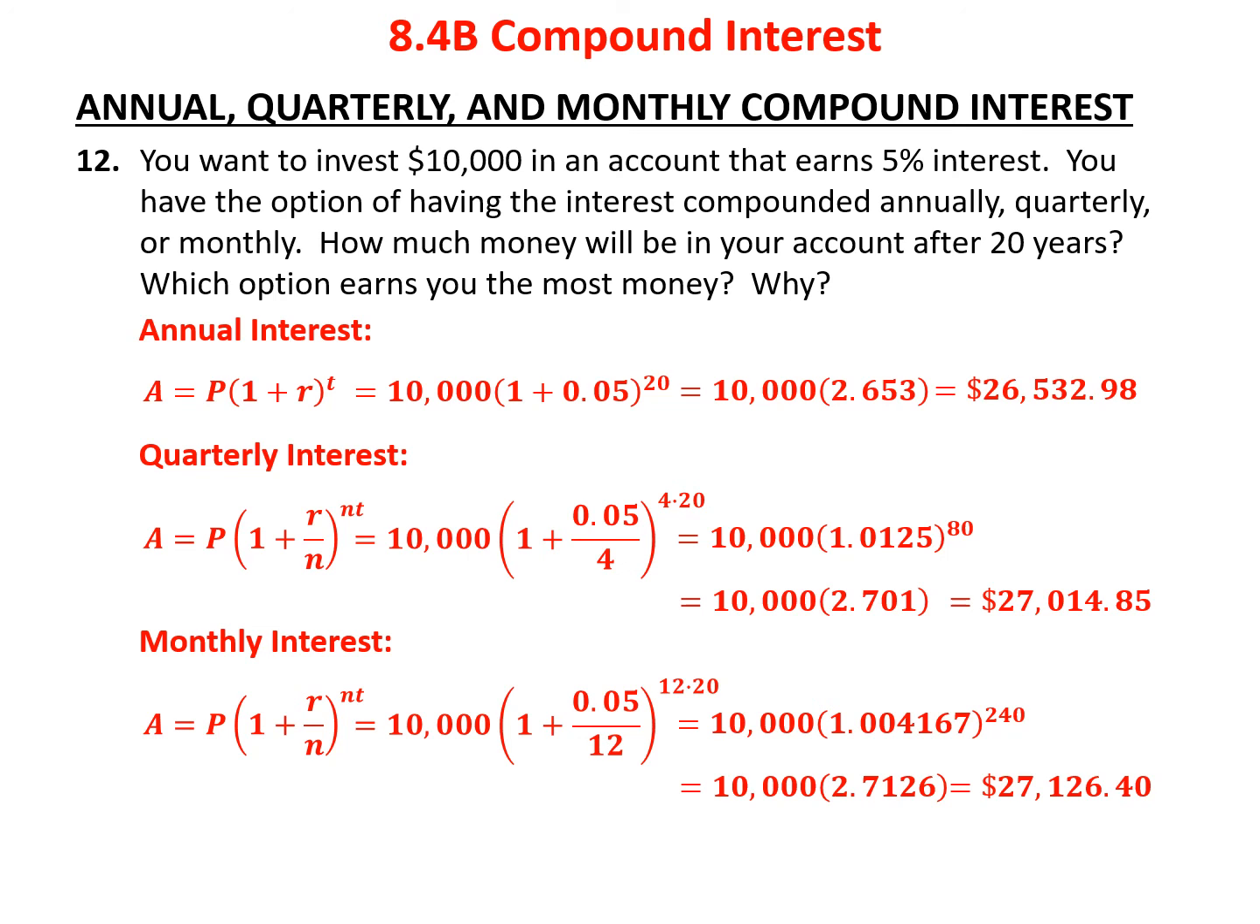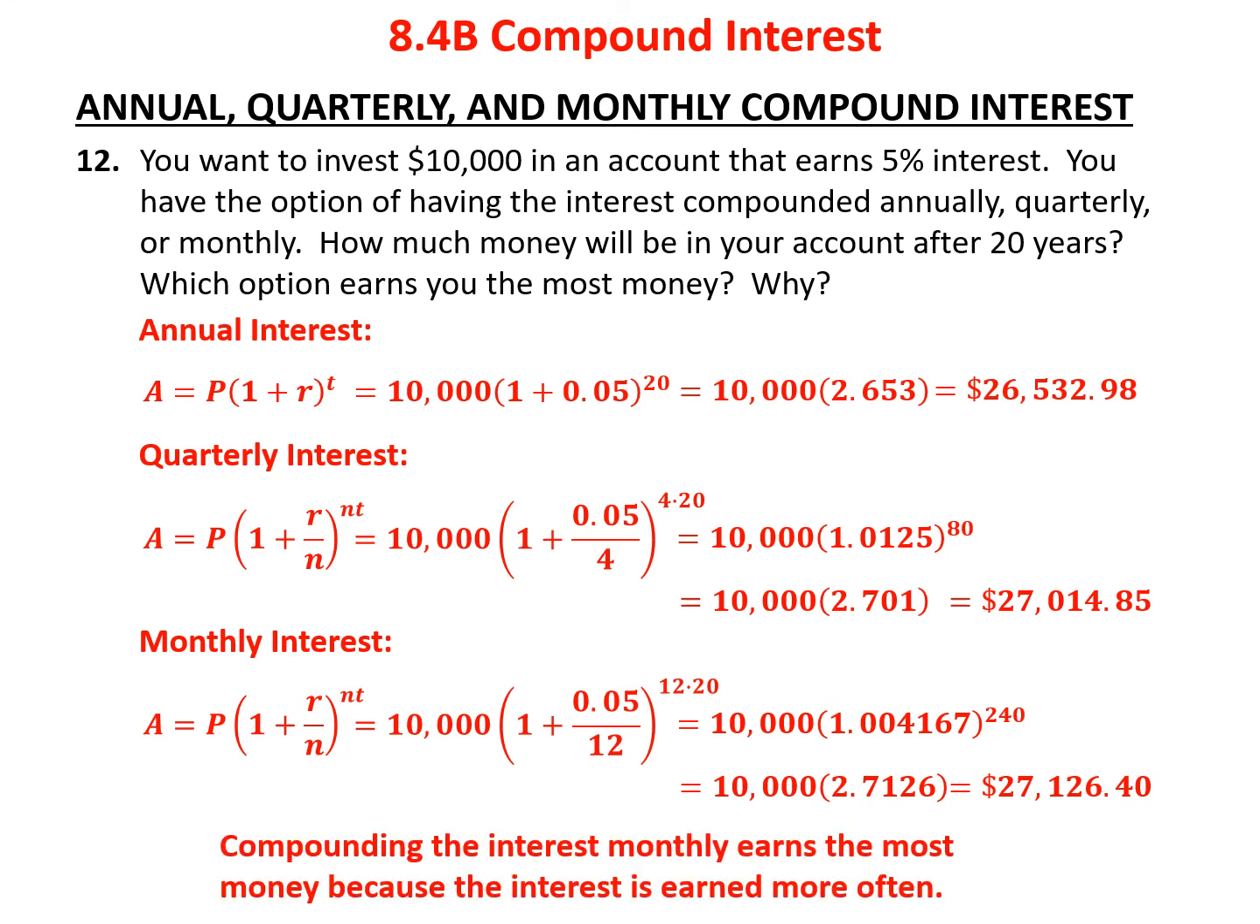So obviously, the more they compound the interest, the more often they do it during the year, the more that it grows. And so if you have a choice, if you're putting in an investment, you would like them to compound it as much as possible. Some banks actually compound interest every day. In that case n would be 365. On the other hand, if you borrow money, you'd like them to compound it annually because it won't grow as big. But that's what compounding can do for you. So compounding the interest monthly earns the most money because the interest is earned more often.